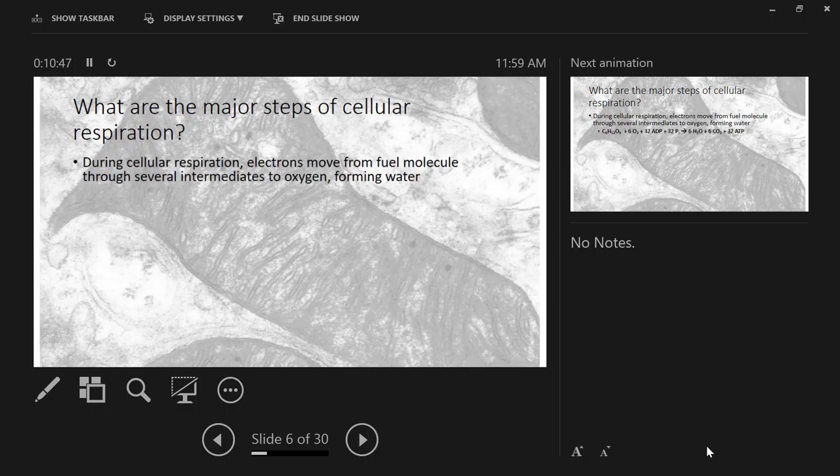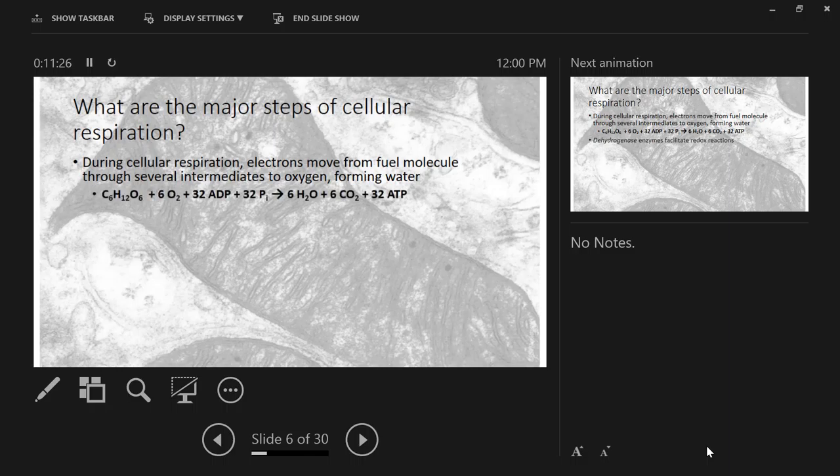Okay, so during cellular respiration, we take electrons from fuel molecules and we shuttle them through several intermediates to ultimately get them to oxygen, the supreme electron hog. Not the supreme, actually, fluorine's the supreme electron hog, but there's just not nearly as much of it as there is oxygen. So you take electrons from our fuel molecules, shuttle them through several intermediates, ultimately to oxygen, and when you do, you form water and carbon dioxide.